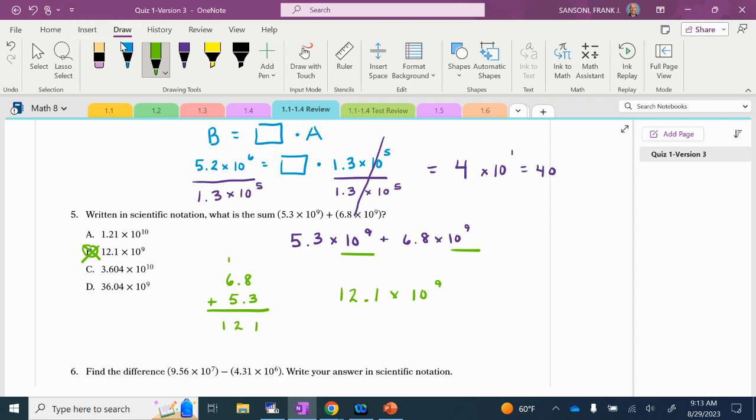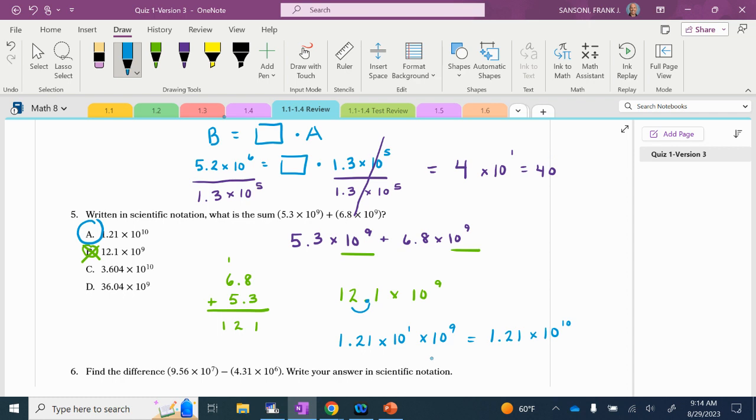I've got to put it between 1 and 10. So how many times do I have to move this decimal right there? Once. So it becomes 1.21 times 10 to the first, but you already had 10 to the ninth. So now you have more than 9 tens. How many tens do you have? 10, right? So your answer is 1.21 times 10 to the 10th, which is A.